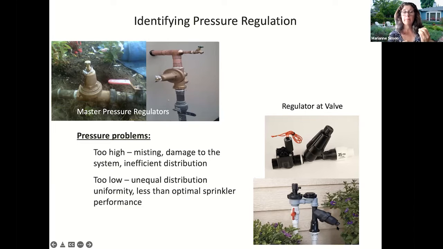You can have what we call a master pressure regulator, and that is what you find at the beginning of the system before you go out to the individual valves. And it will control the pressure of everything else that is downstream of it. Now, if your pressure is managed, it's possible that you will need to do some additional pressure reduction. And in that case, you could potentially see regulators at the valves themselves. So you can see the little 25 PSI or 20 PSI that is on a valve.